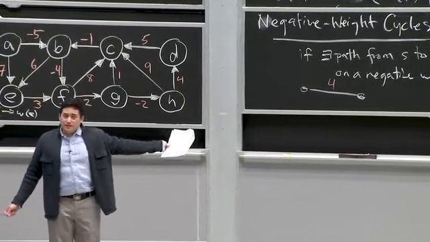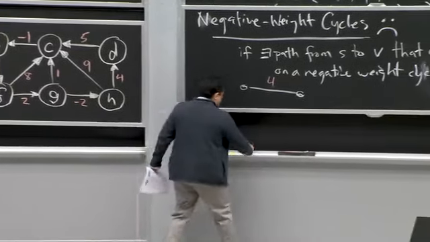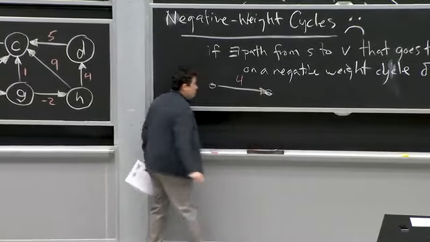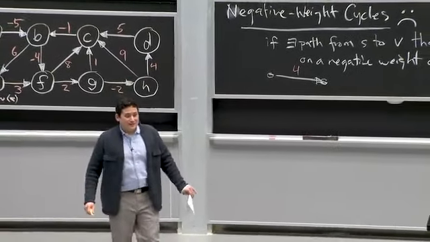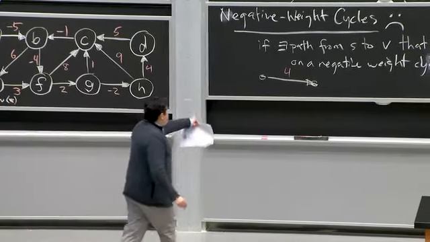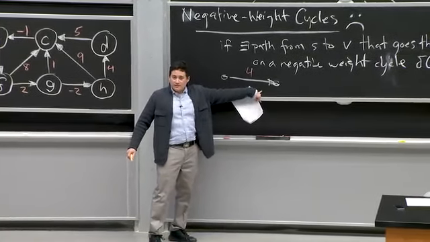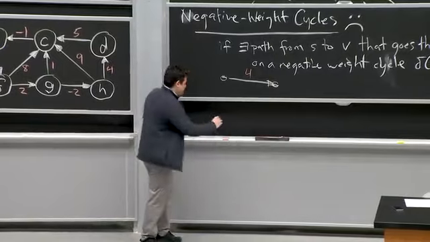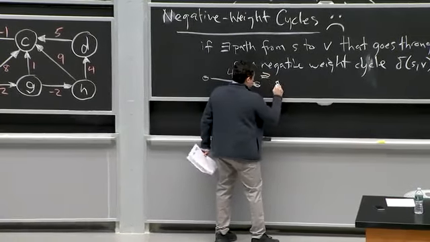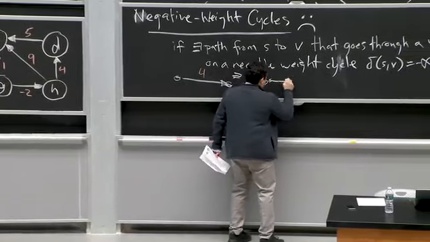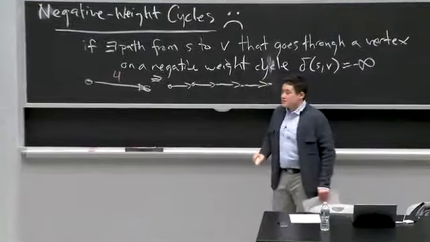Or do I? Anyone have an idea of how I could simulate an edge of weight 4 with an unweighted graph? Yeah? Have 4 edges of weight 1. Yeah, I can just put 4 edges of weight 1 in series, okay, the opposite of parallel. I can just convert this here into 1, 2, 3, 4 edges.